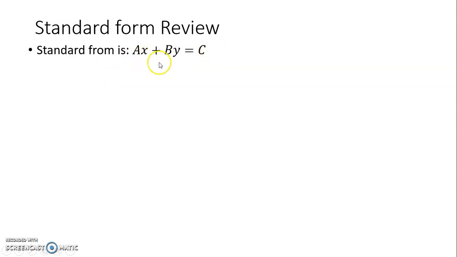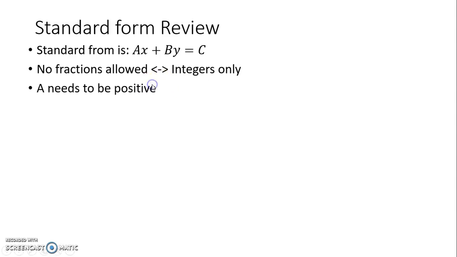And there are two other rules that we use with standard form. First, no fractions allowed, which is the same as saying only integers. So we can't use numbers like 1/2 or 3/4, but we can use numbers like 1, 2, or negative 5, for example. Those are integers. Additionally, A out front, the term that's something times x, has to be a positive number. So if we have fractions or if we have a negative number out front, we have to do some extra work to get things properly into standard form.